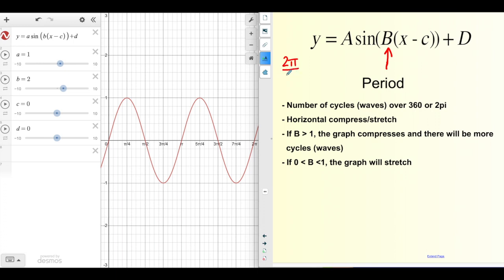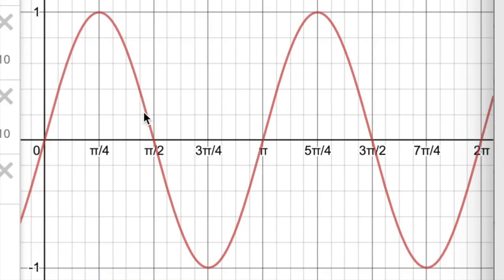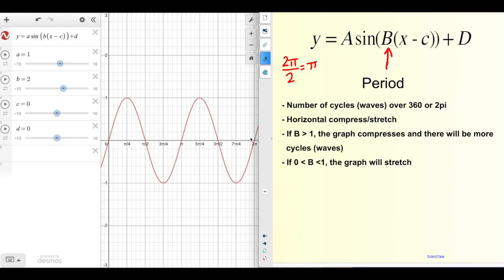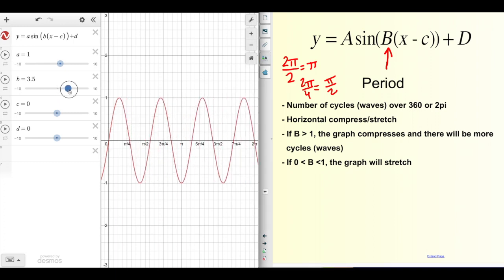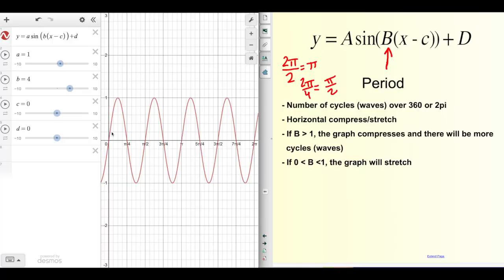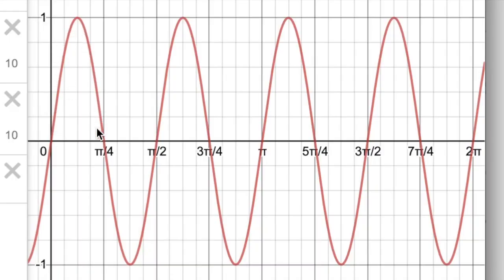If our B is 2, you can see here, B is 2. Now we have 2 cycles over 2 pi, which means one full cycle is over pi. And look here, from 0 to pi, that's one full cycle. And then from pi to 2 pi, it's another full cycle. I can go even further, 2 pi over 4, that means one full cycle is going to be over pi over 2. So if I increase this to 4, look at that. We have more waves because one full cycle now is from 0 to pi over 2. So now we have 4 cycles here, 3, 4.